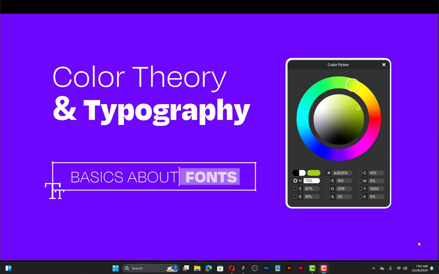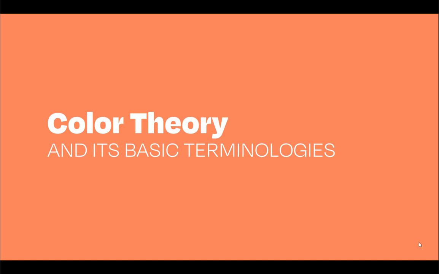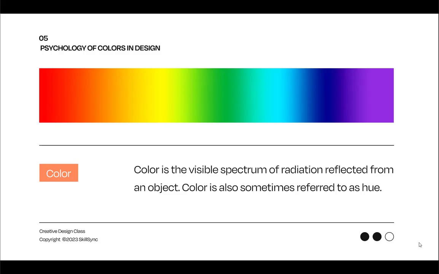Hello guys, in today's video we are going to learn about color theory. When we talk about color, we're talking about the visible spectrum of radiation that is reflected from an object. We sometimes use the word hue in place of the word color.